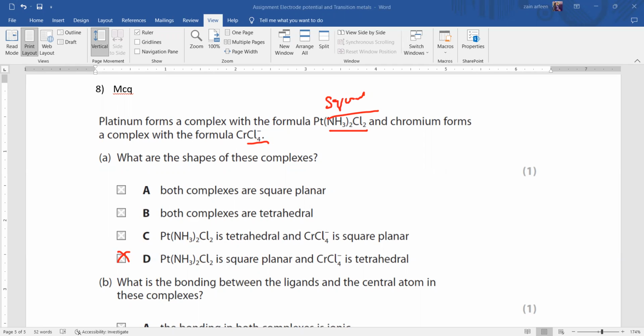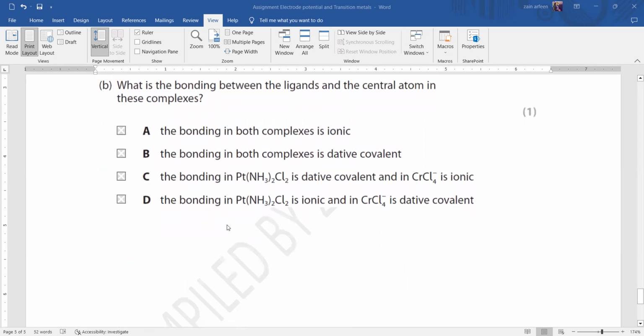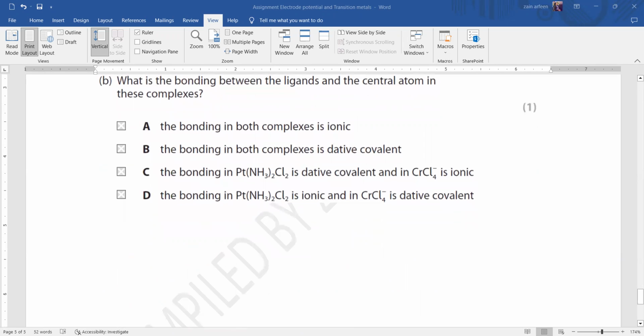The next: what is the bonding between the ligand and the central atom? They always have a dative bond. So bonding in both complexes is dative. An ionic bond is there between a complex and, for example, if we have a platinum complex which is NH3 and then Cl2.